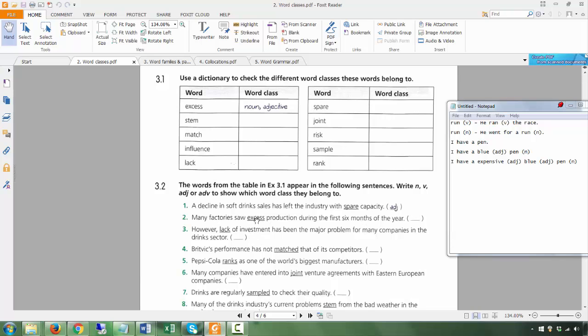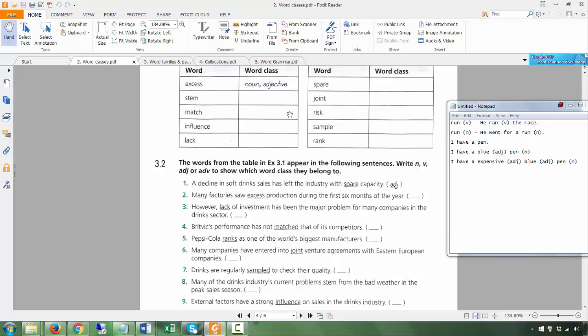So the question here is the underlined word, what kind of word class is it? As you can see, excess here is both a noun and adjective, but of course it's only used in one way. It can't be both a noun and an adjective. So which one is it? Whichever it is, just put the N, V, ADJ, ADV.